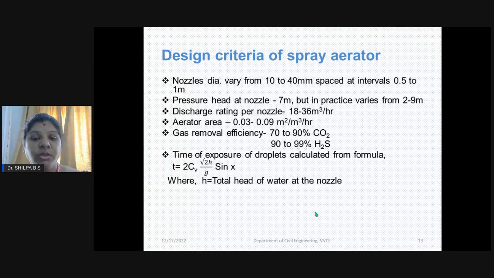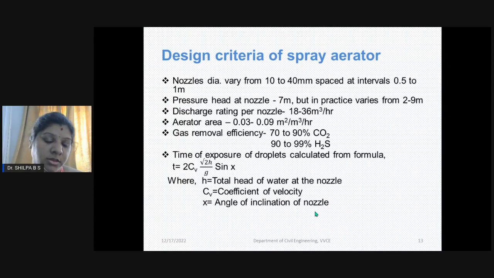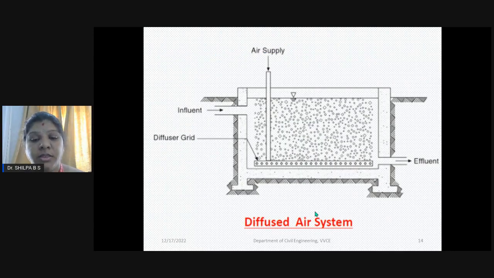This is the relation we can use to calculate the time of exposure of the droplet, depending on the angle of the nozzle and the head of the water. Here Cv refers to the coefficient of velocity, X is the angle of inclination of the nozzle, and H is the total head of water at the nozzle. Next is the diffused aeration system, or diffused aerator.